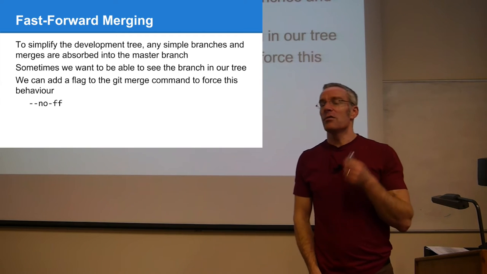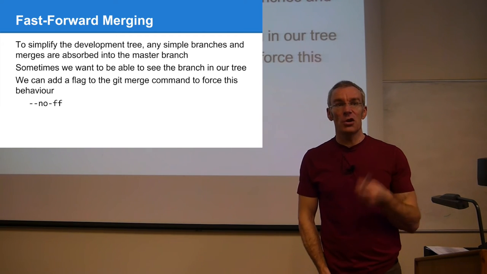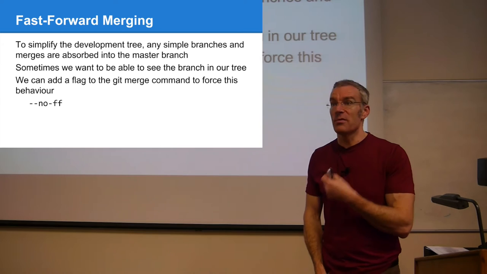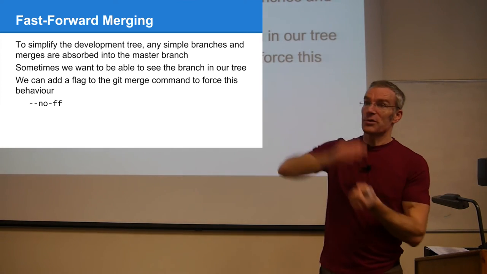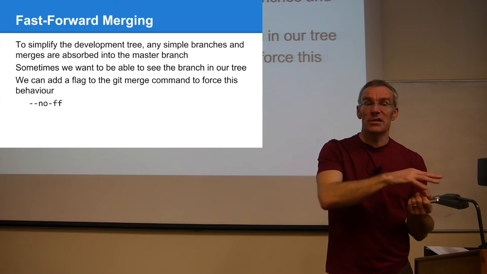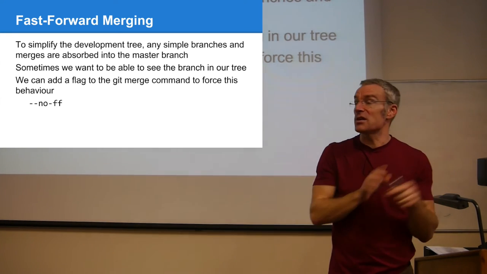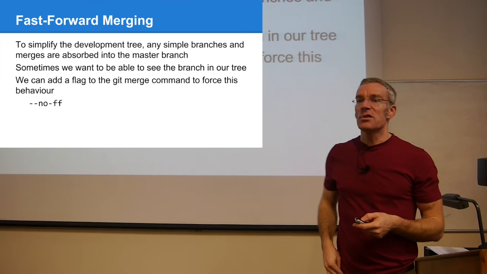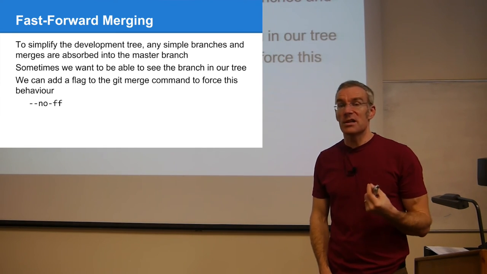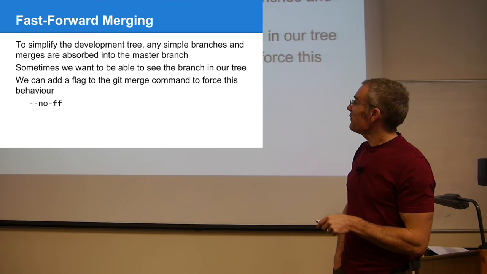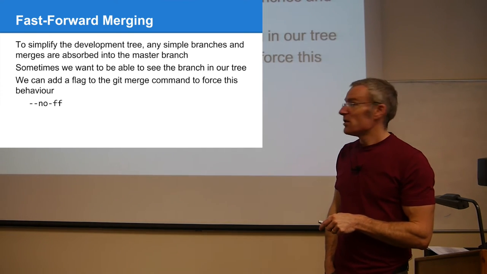Now, I'm going to show you how to override that behavior, because to show you how the branching works, I wanted to do something very quick. So the idea is simple: branches are absorbed into the main branch without any branches showing in the history. But sometimes you want to see it. I can't show you without seeing the branch. So we put a little flag on the git merge command. No fast forward.